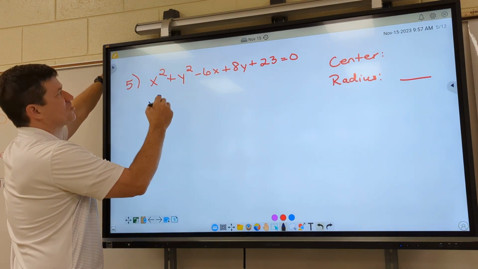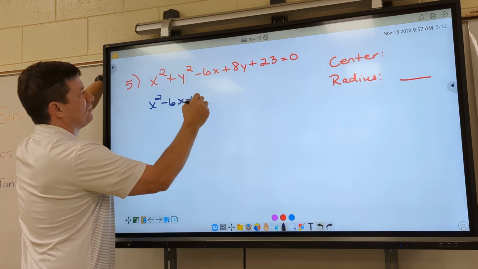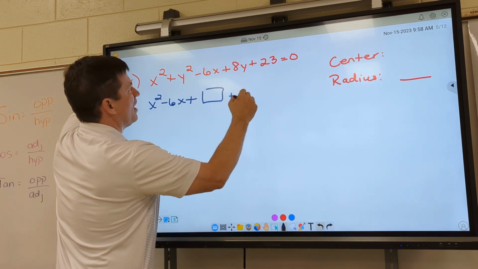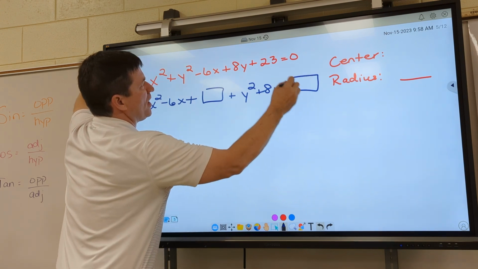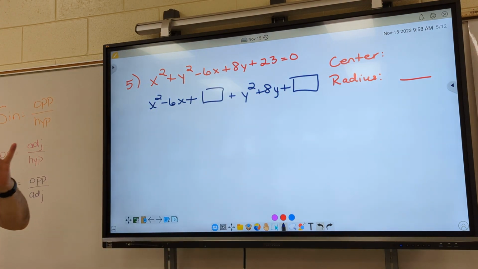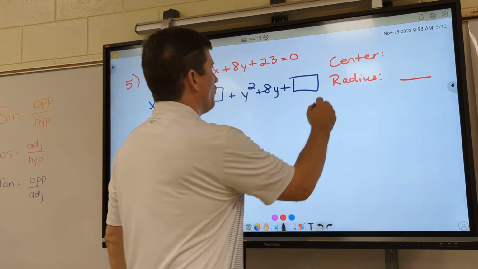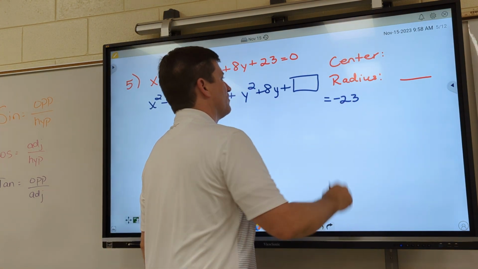So I got x squared minus 6x, then a box. I got y squared plus 8y, then a box. Hey, what do I do with this 23 that doesn't have an x or a y? Move it over, make it a negative 23.